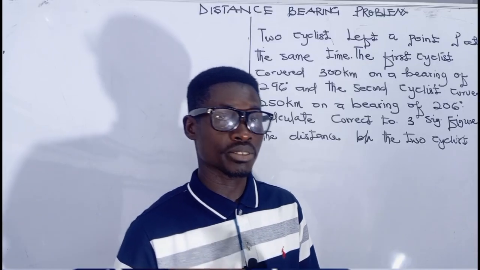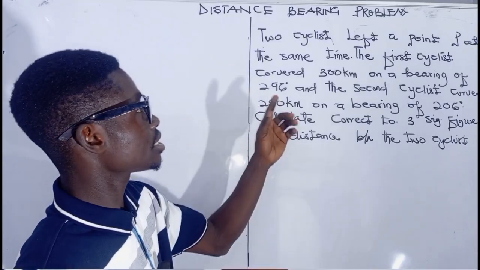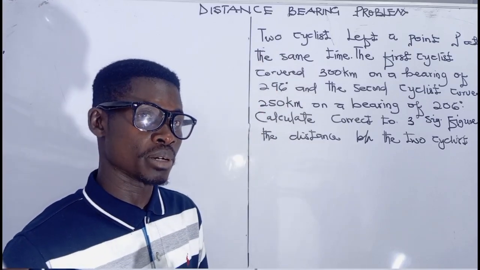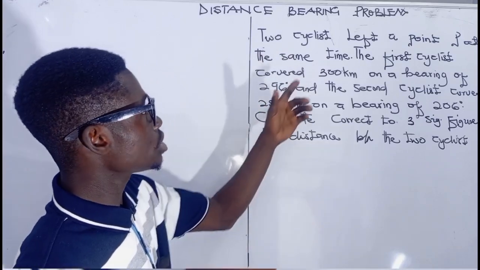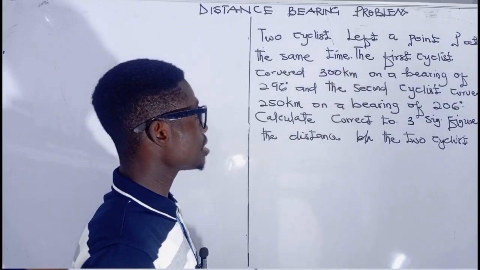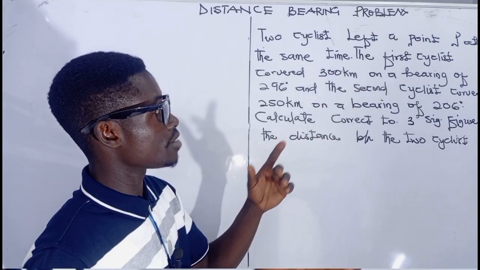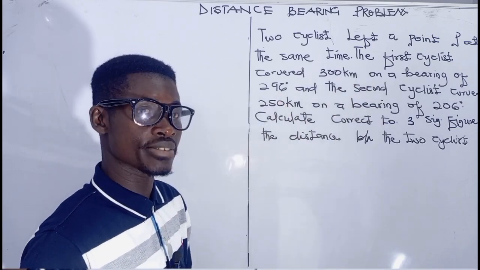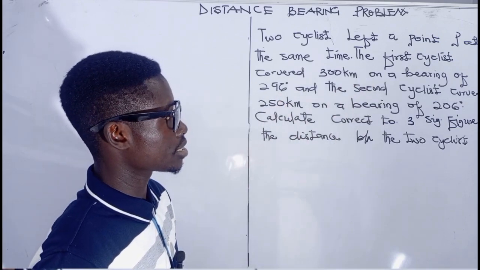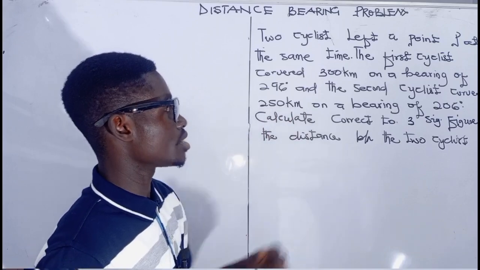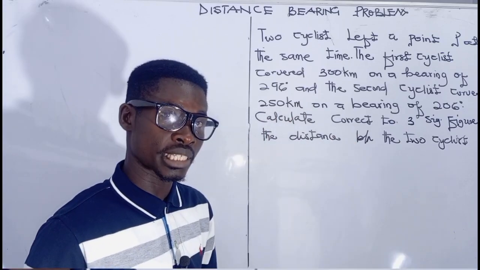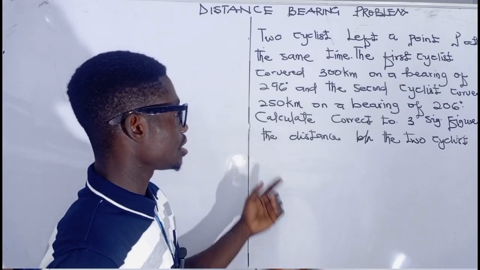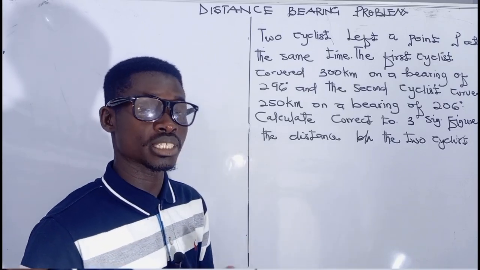We want to look at this particular example in this very lesson. Remember, we are still on the same topic, distance and bearing problem. Let's go through it. Two cyclists left a point P at the same time. The first cyclist covered 300 kilometers on a bearing of 296 degrees, and then the second cyclist covered 250 kilometers on a bearing of 206 degrees. We want to calculate, correct to three significant figures, the distance between the two cyclists.